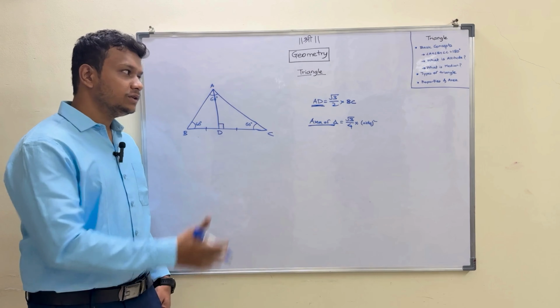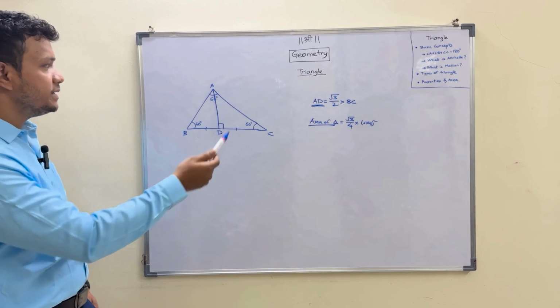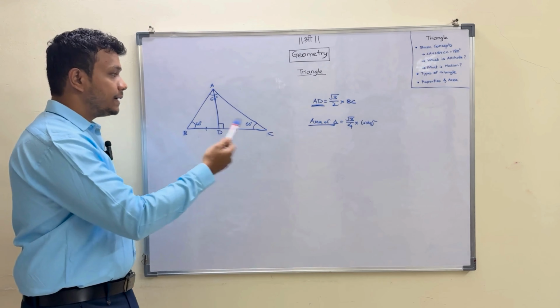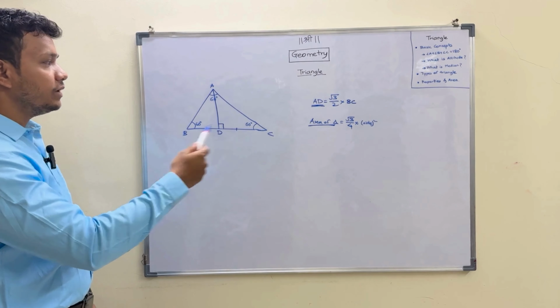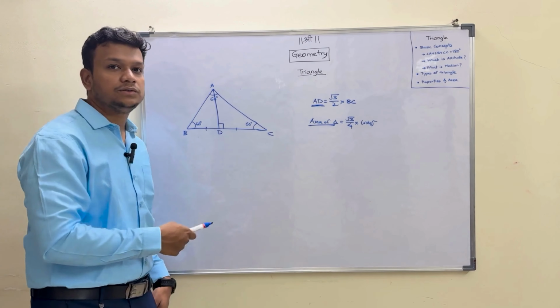So as of now, what we have seen is the basic concept, then different types of triangle, some formulas of area computation, and some specific properties of equilateral triangle.